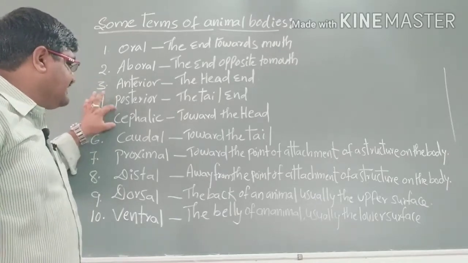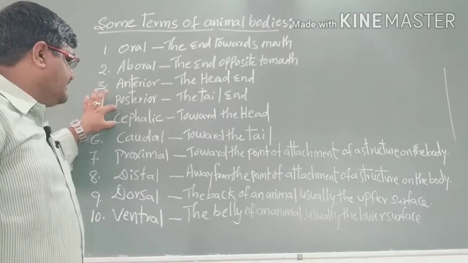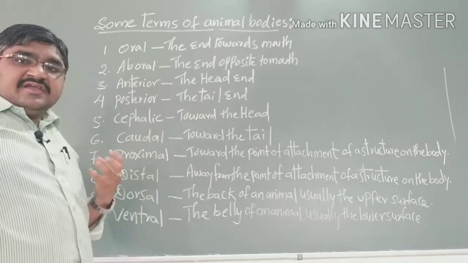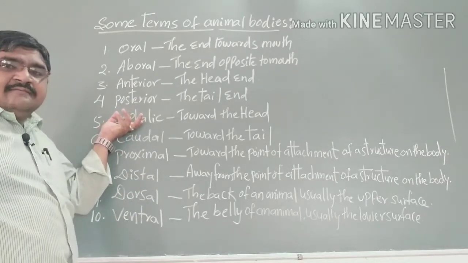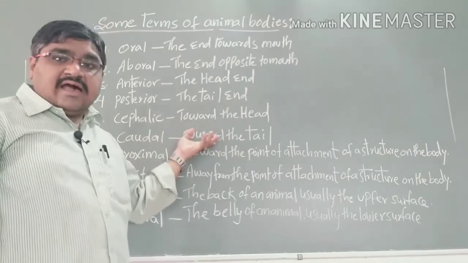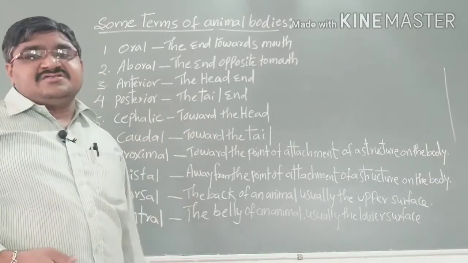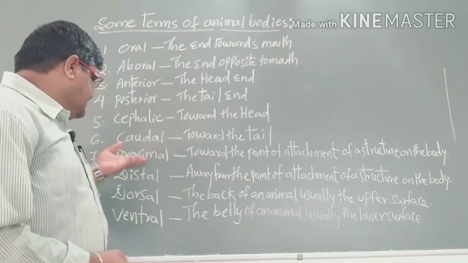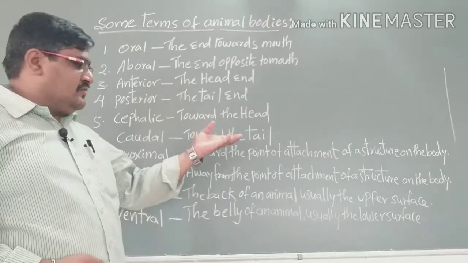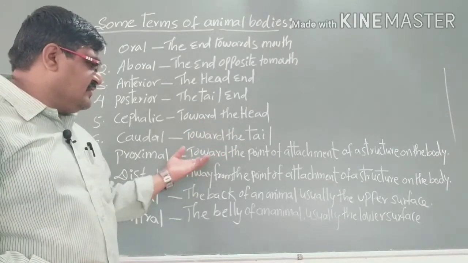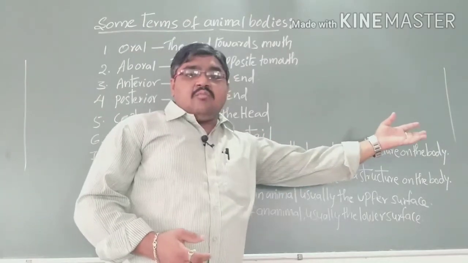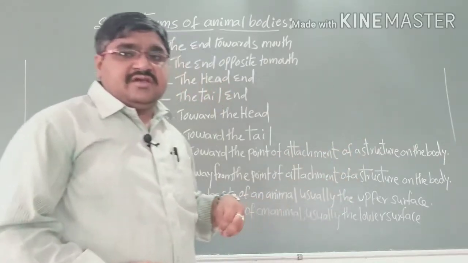Next, cephalic. Cephalic means head. Towards the head region we call the cephalic region. And the caudal region means towards the tail region. And next, proximal. Proximal means towards the point of attachment of the structure on the body.